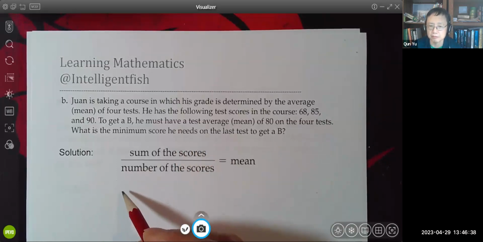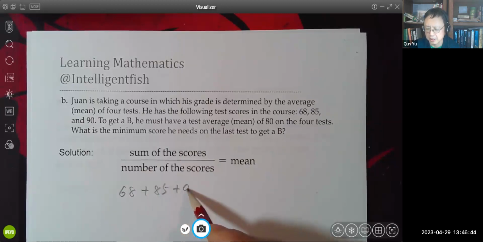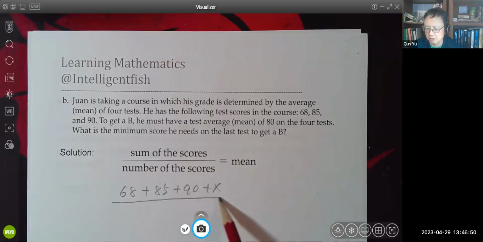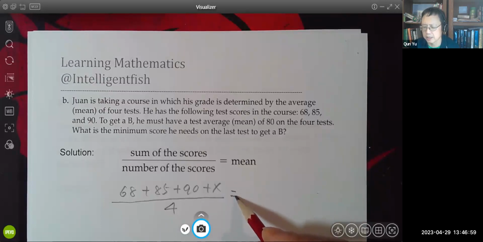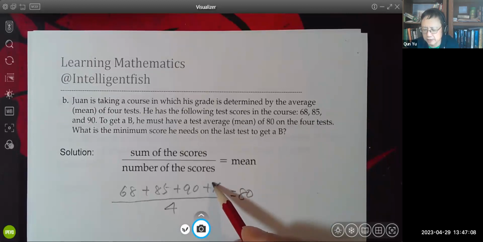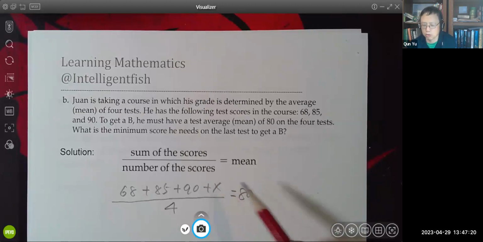So the total sum of 4 scores will be 68 plus 85 plus 90 plus X. That's the test number 4 score. We don't know it yet. So divide by 4, right? That's called the average of the 4 tests. Now this, as a minimum, has to be 80 to get a B. That's why we set the average equals 80. So when we solve it, whatever this X value is, it's the minimum number, because this barely makes it 80. If this is a little bit higher, the average will be a little bit higher than 80. But this is the minimum requirement.